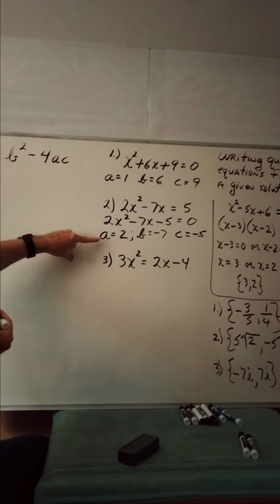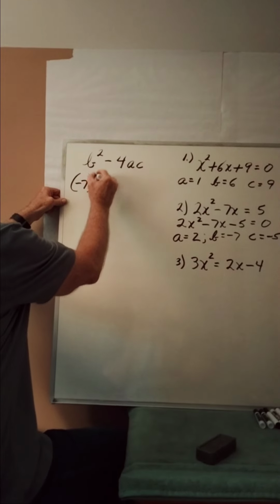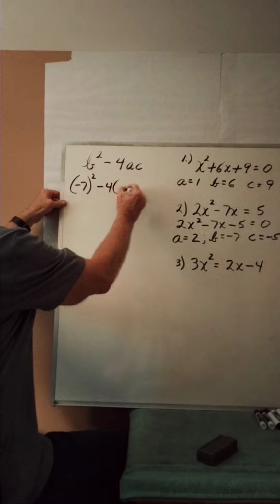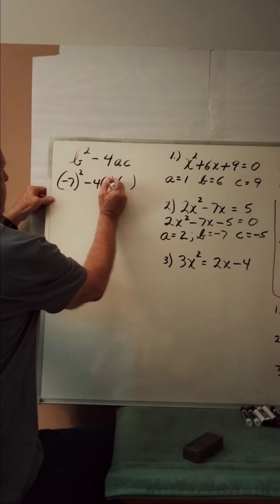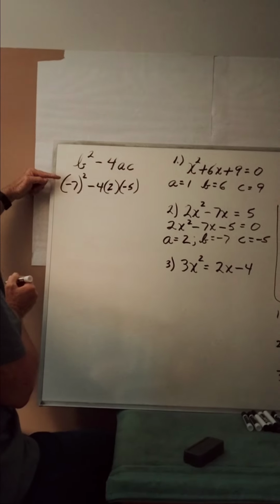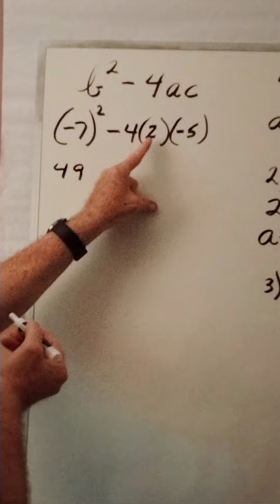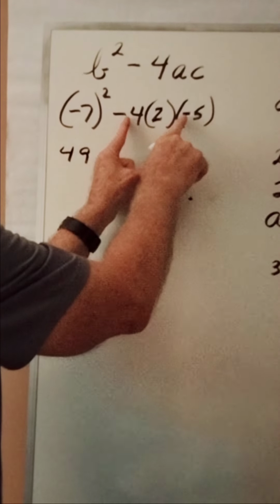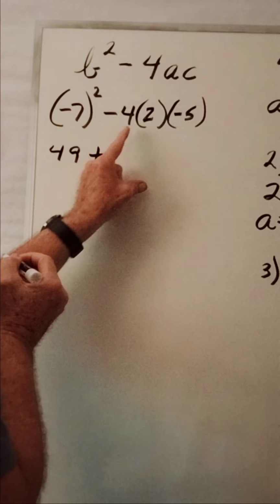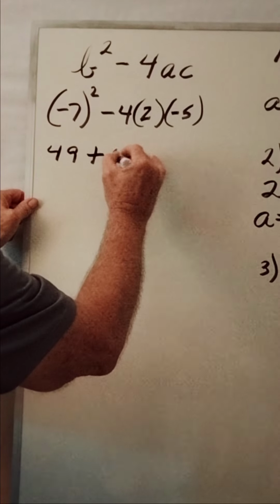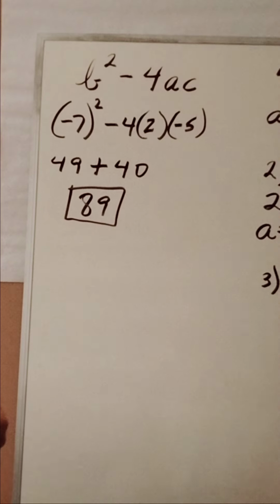Let's plug those values in. The value of B is negative 7. Negative 7 squared. Bring down the negative 4. A couple of little houses. A, 2. C, negative 5. Negative 7 squared is 49. Negative times positive times negative. There's an even number of negative factors. That's going to promote a positive sign. 4 times 2 is 8, times 5, 40. Add them up. 89 is the value of the discriminant.